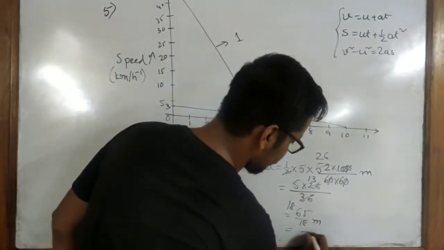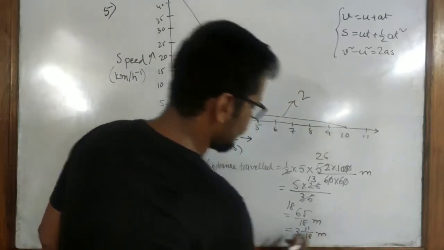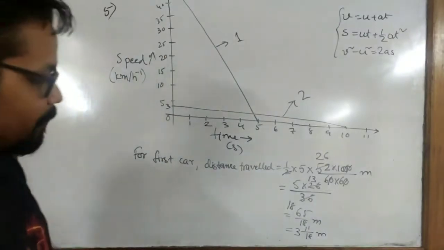Let's write it as a mixed fraction, it will be easier. 18 into 3 is 54 and we have 11. So it is 3 and 11 by 18 meter. This is the answer.